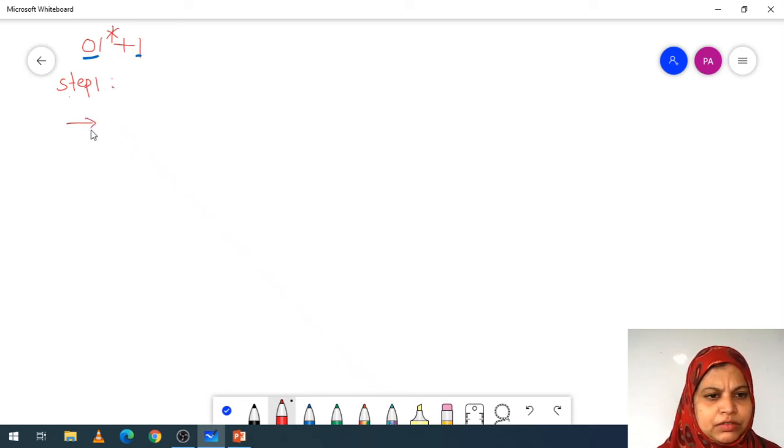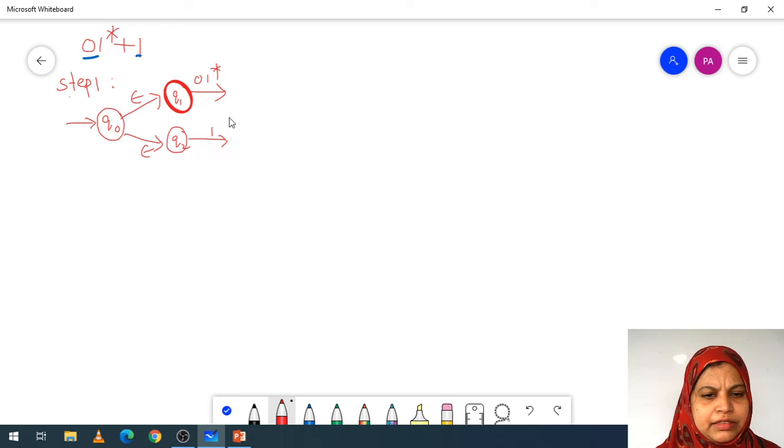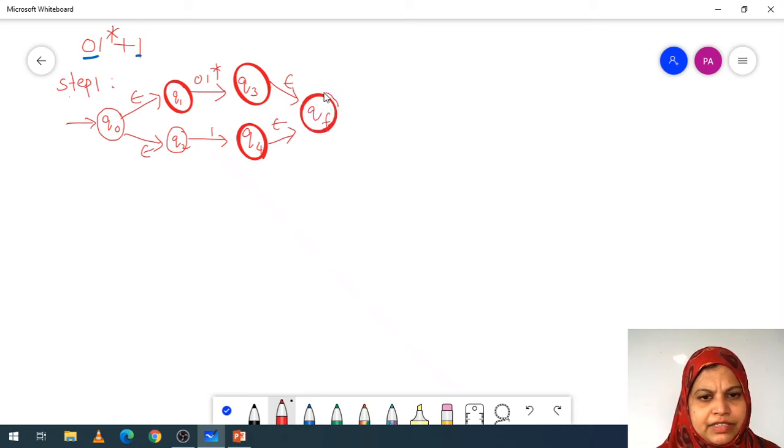q0, epsilon, q1, 0 1 star, q2, and 1, q3, q4, next is epsilon, qf. This is the final state, right?